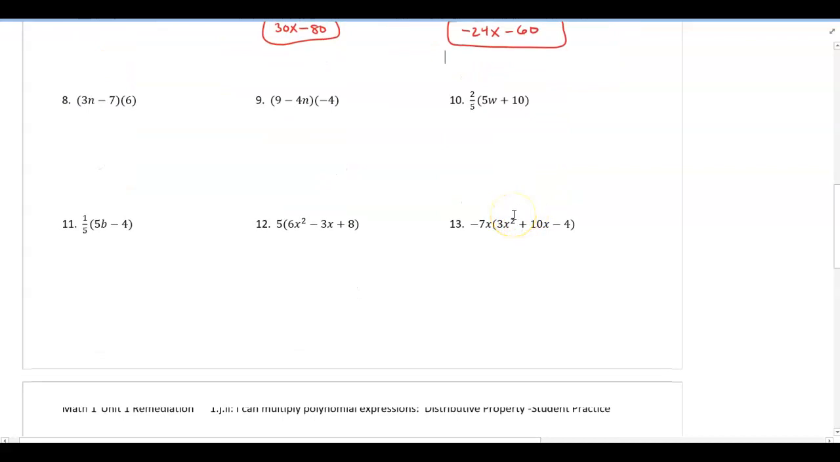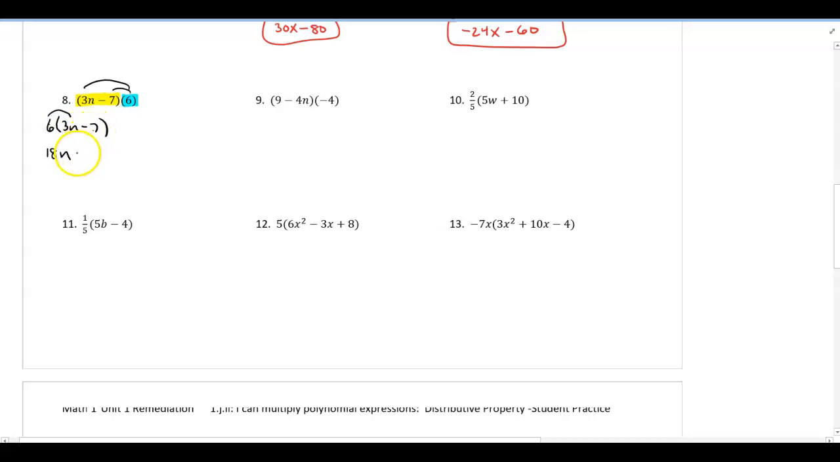As we get down here, if you see something written like this, you have to understand that you're taking this quantity and you're multiplying it by this quantity. Well, remember, multiplication is commutative. Now, you could distribute this way, or you could rewrite the problem as 6 times 3n minus 7. It doesn't matter. So 6 times 3n would give me 18n.